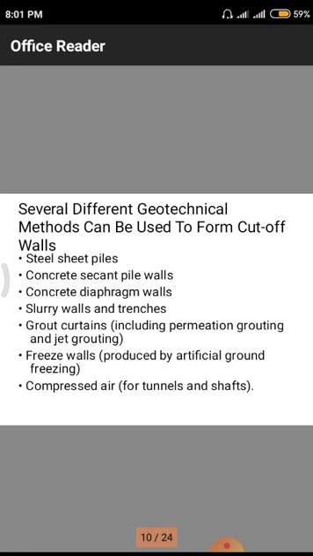Several different geotechnical methods can be used for the cutoff walls. Examples of cutoff walls are steel sheet piles. We have to focus on these terms. Normally, sheet means a layer. After that we have piles. Piles are one of the techniques used for foundation purposes. In geotechnical engineering you have studied these piles.